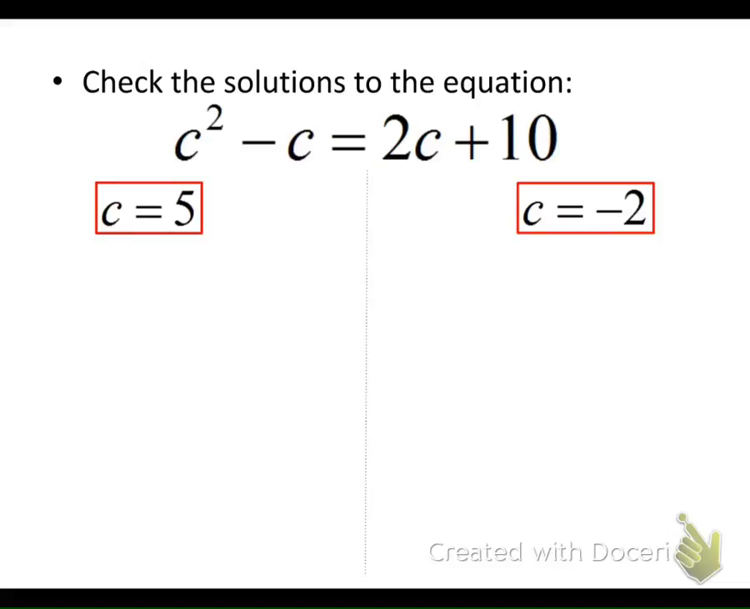A 5. So when I go to rewrite this equation, I'm going to write 5 squared minus, then what do I plug in? 5, keep going, equals what? Good.